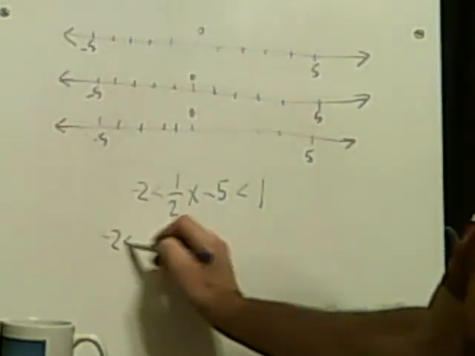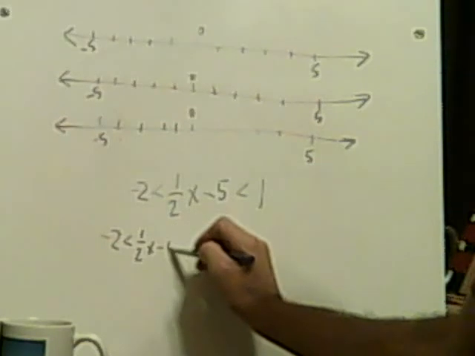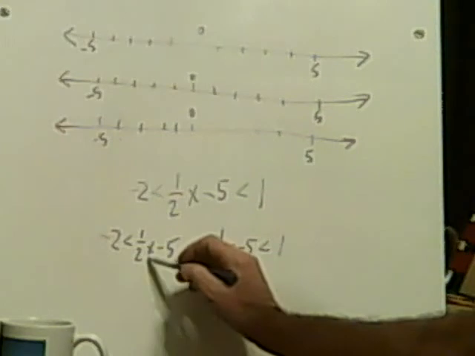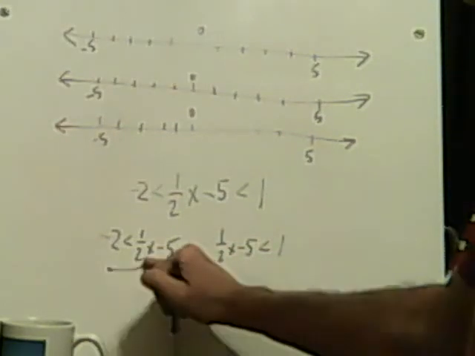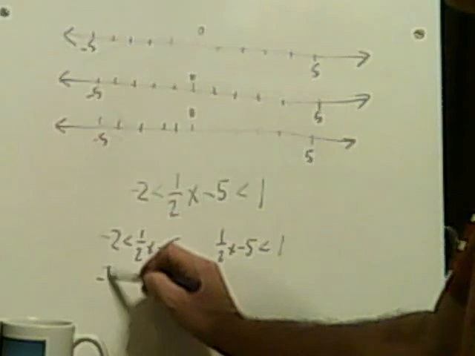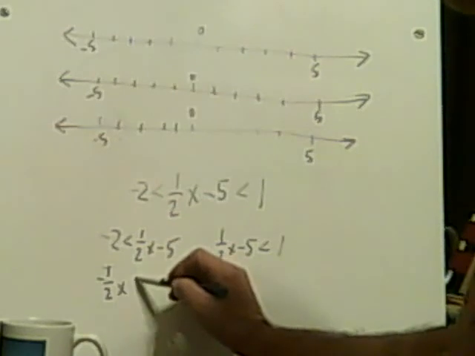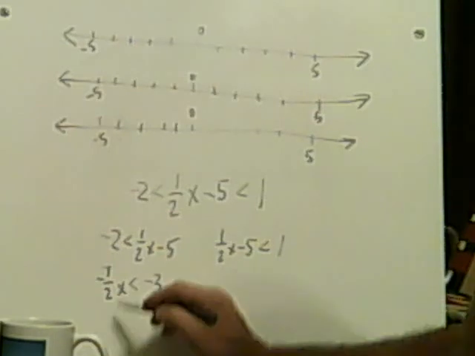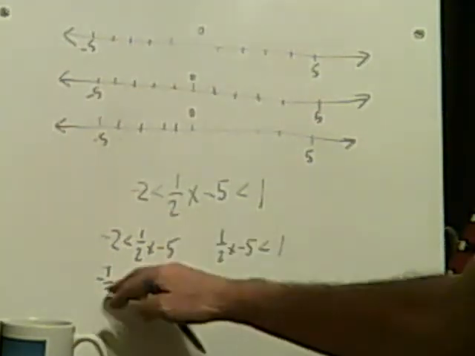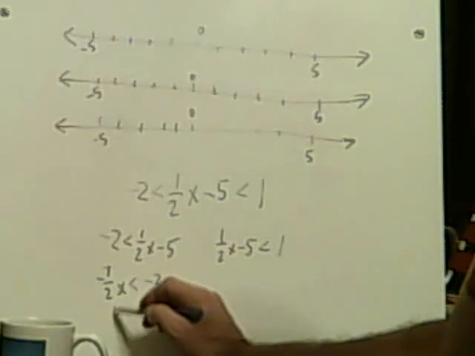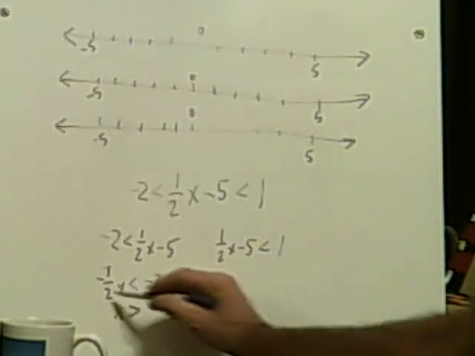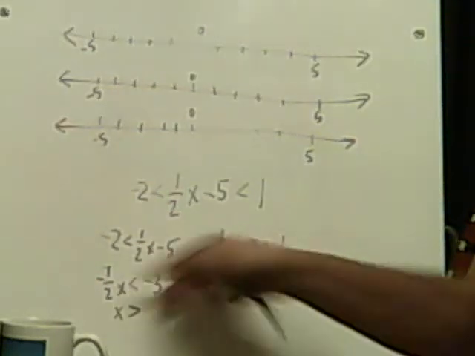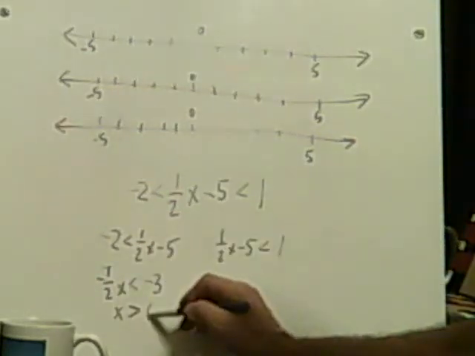Negative 2 less than 1/2 x minus 5 and 1/2 x minus 5 is less than 1. So we're going to move this to the other side. So it'll be negative 1/2 x less than, we'll get the positive 2 on the other side, so we'll end up with negative 3. Then we're going to multiply both sides by negative 2. We're going to get x now, it's going to be greater than, and it's going to be 2. I'm going to turn that over to make 2 over 1 when you bring it onto the other side, and it's going to be 6.